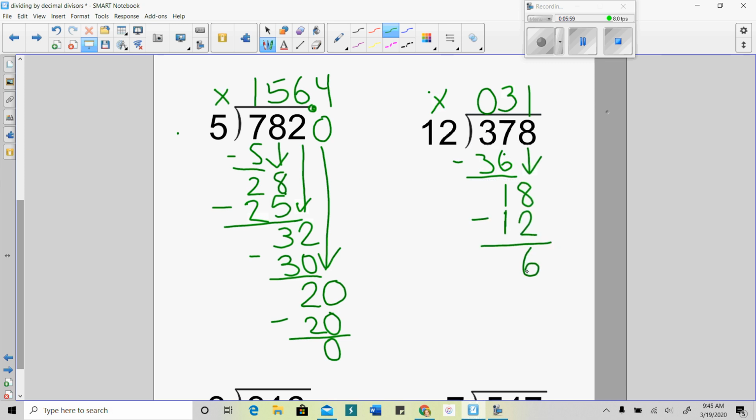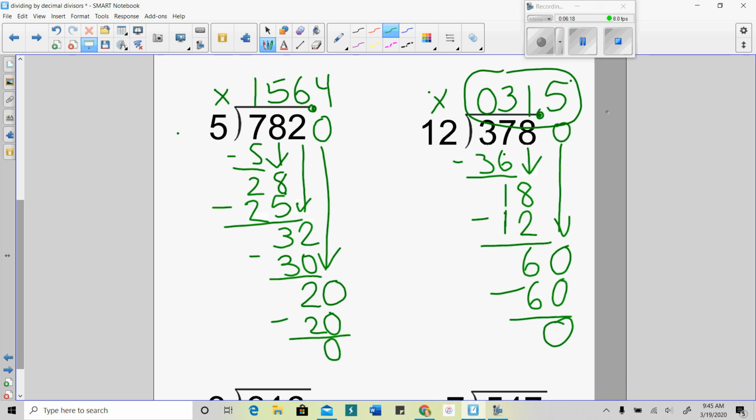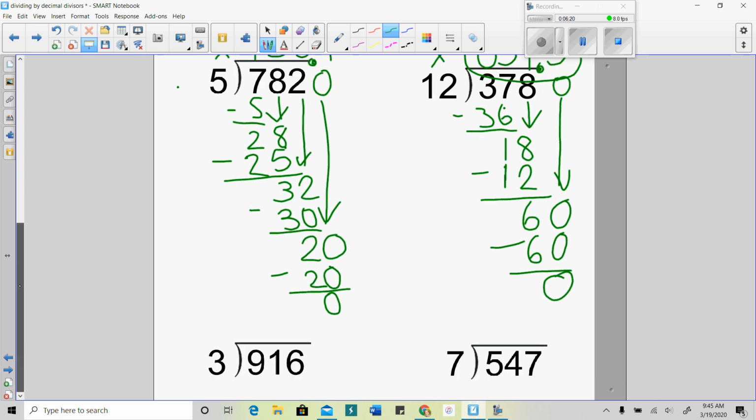And I get 6. So when I've run out of numbers, I need to remember to add my decimal and drop my 0. So 12 will go into 60 5 times. 5 times 12 is 60. And it terminated. So here's our answer here. 31 5/10.